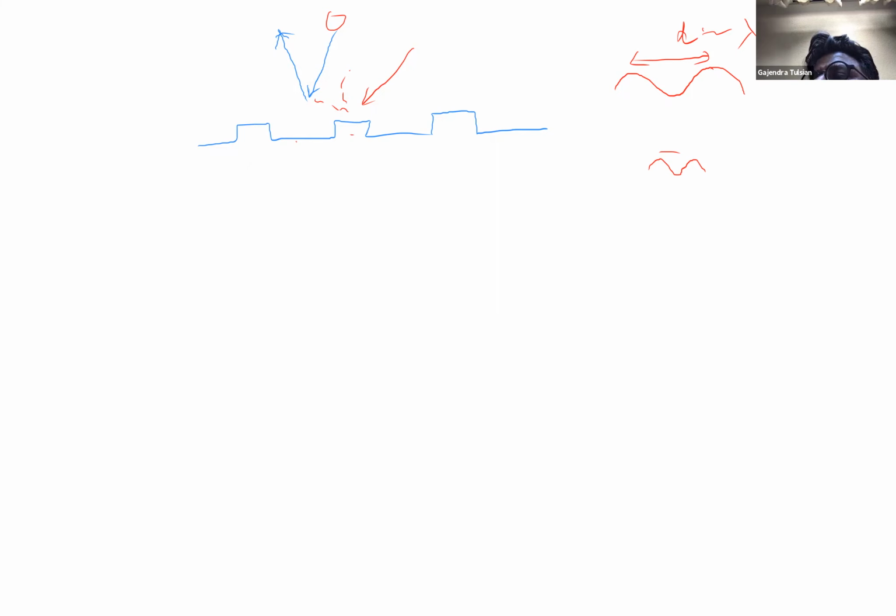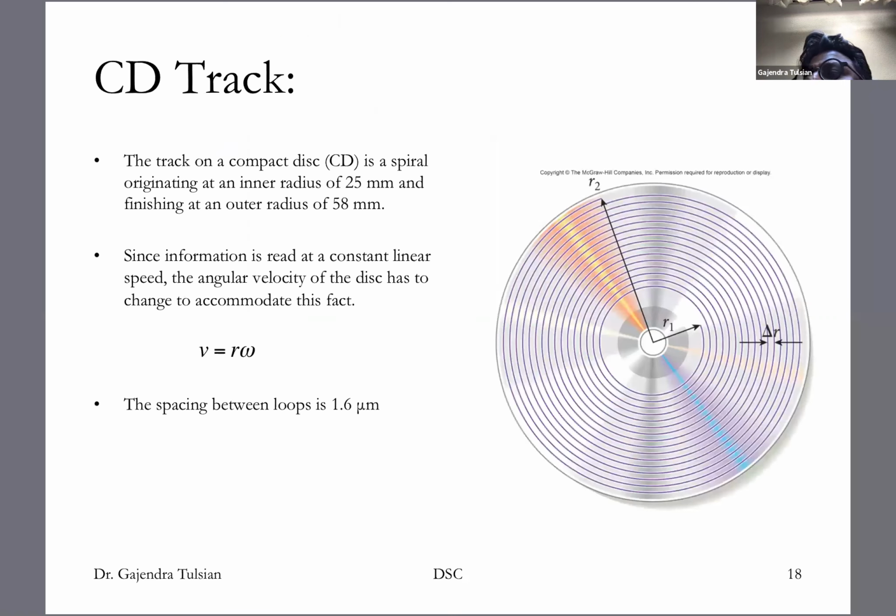Okay, so now let's get back to our slide. Anyway, the information on the CD is packed on that line. It's spiraling all around. Now, as the CD is rotating, the laser is shining like that, the CD goes by, and then the laser goes outwards.